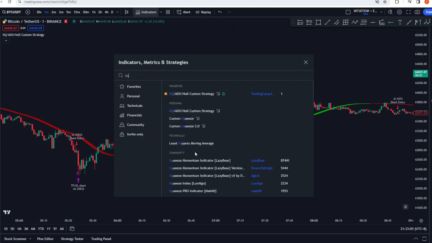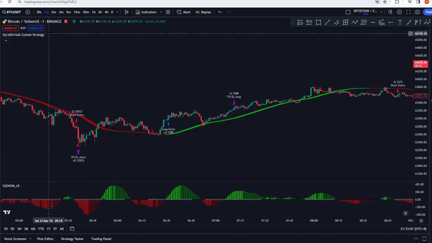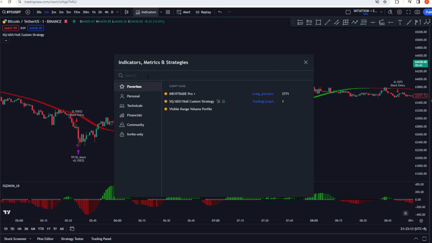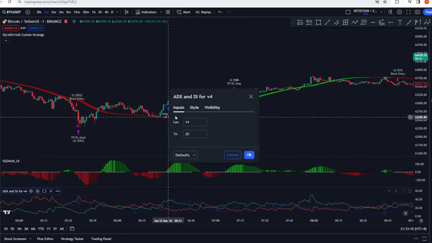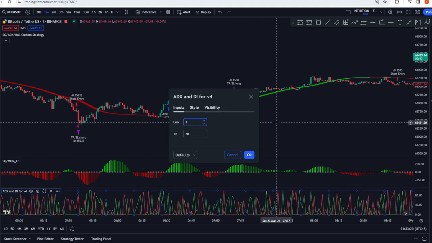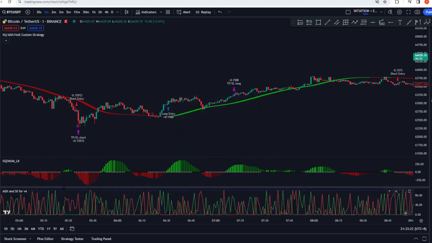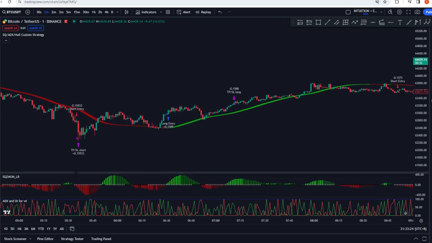Next up, we have two indicators. You guys will not see it because it's already embedded inside the custom indicator itself. I'm just going to bring it out for you guys to understand how this works. So we're going to change it based on what I have set for the indicator. As you guys can see, the ADXDI will be 1 and our squeeze momentum will remain the same.